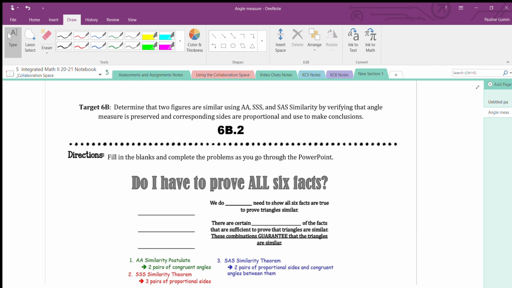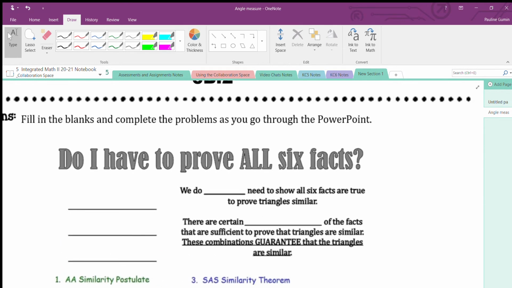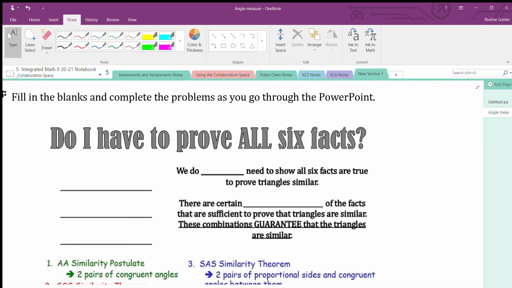Welcome to a little video about congruency and similarity within triangles. Alright, so first things first, do we need to show all 6 sides are congruent in order to prove congruency and similarity? No, we don't. There are a certain number of sides or angles, facts, that are sufficient to prove triangles. These are going to be guaranteed.